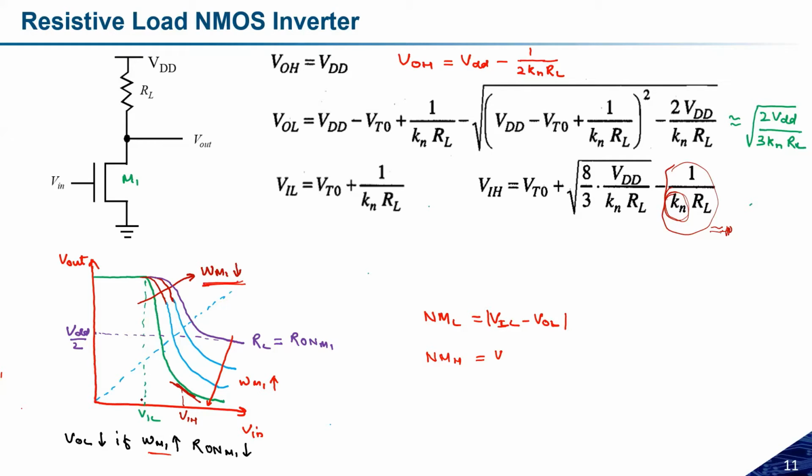So this is the VIL. VIL we have calculated here. VIL will increase to this value if I am reducing further the size of the transistor. And if I am increasing, that will go in this direction.